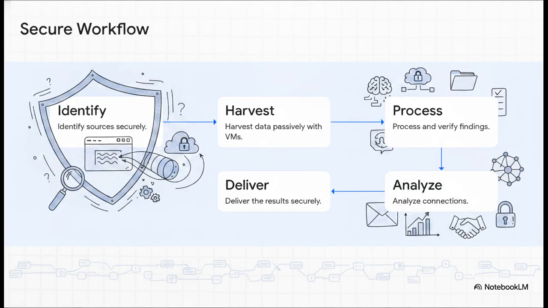Now, let's bring this all together. A standard OSINT workflow has 5 main stages: identifying sources, harvesting data, processing findings, analyzing connections, and delivering the results. When you apply your new isolation tools across these stages, like using browser containers, running everything inside a clean virtual machine, and routing it all through a trusted VPN, you drastically reduce your risk profile, especially during that critical data harvesting phase. Your identity stays fully protected.